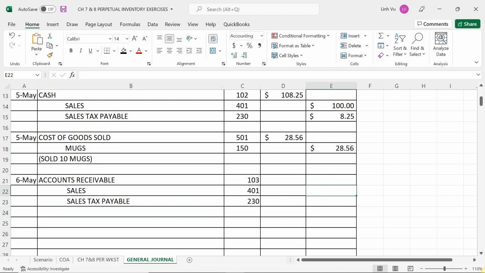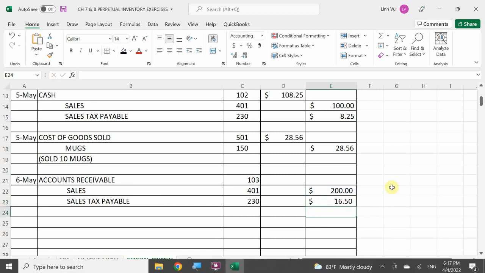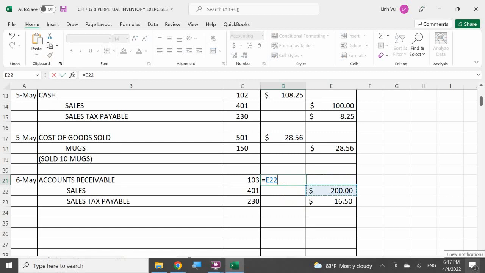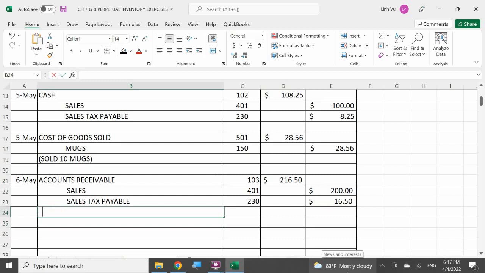So in this case, I sold 20 of those mugs at $10 each, giving me a total of $200. Okay? If tax was 8.25%, I'm going to be charging a total of $16.50 for my tax. So in this case, what I have as a grand total is $216.50 that customer A owes me. Okay? So I'm actually going to wait to make a note until after I do the cost of goods sold.